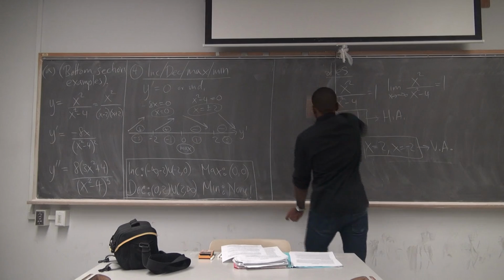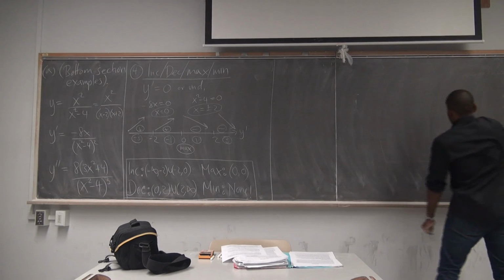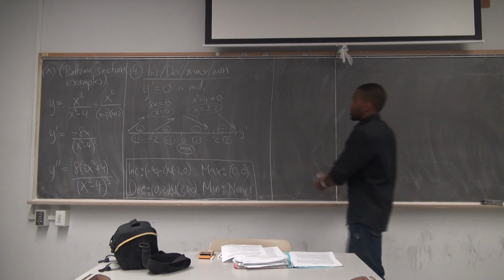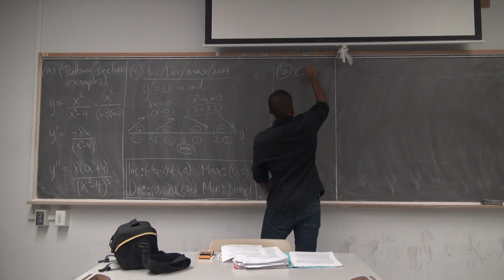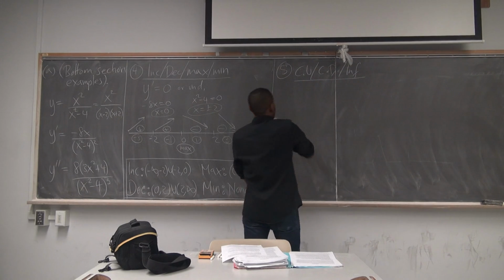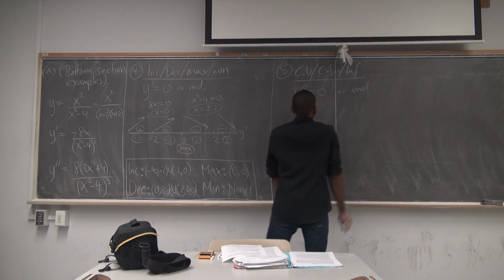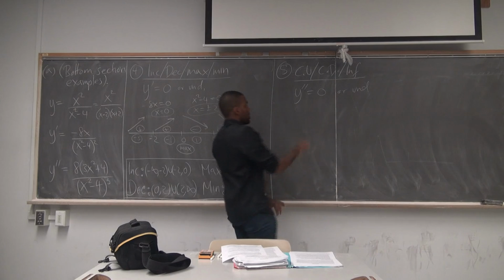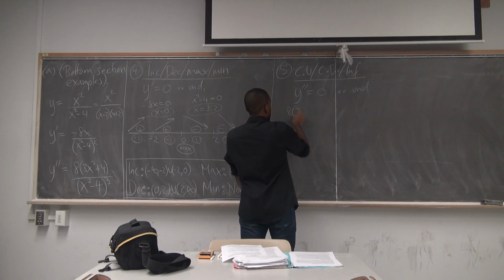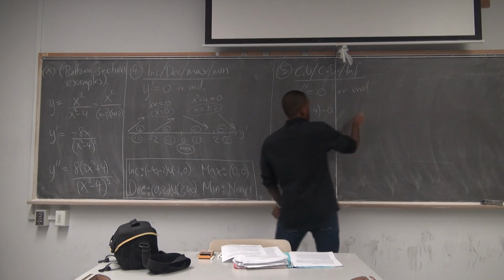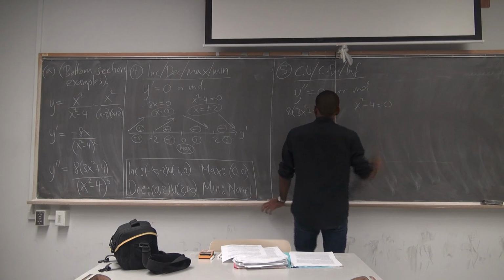Moving on to step 5. Step 5, we're going to do concave up, concave down, inflection. So here we're going to do the concavity test: second derivative equal to 0 or undefined. Again, the second derivative is a fraction. It's equal to 0 when the numerator is equal to 0, so I'm going to set 8 times 3x squared plus 4 equals 0. It's undefined if the denominator is equal to 0, so again I get x squared minus 4 equals 0.